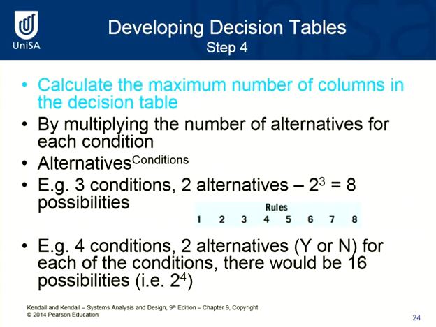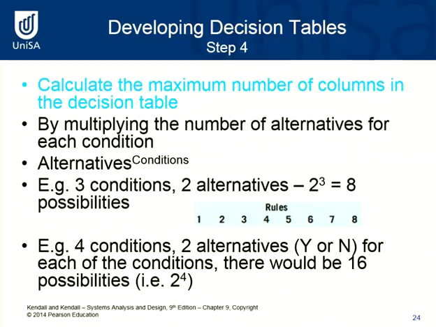And it's the alternatives to the power of conditions. So two alternatives to the power of three, which is eight. That gives you eight rules. If you had four conditions and two alternatives being yes or no for each of the conditions, there would be 16 possibilities or 16 columns. And we would therefore have 2 to the power of 4. Okay, so it's the alternatives, yes or no, 2. The number of conditions, that's the power that you raise it to. And that gives you the number of rules that you need to have in your decision table.